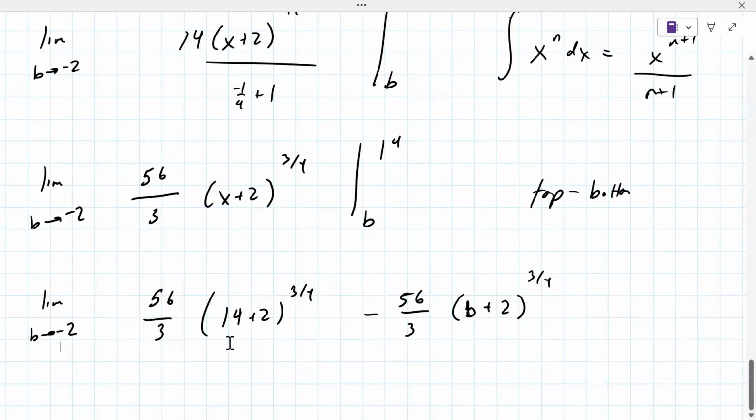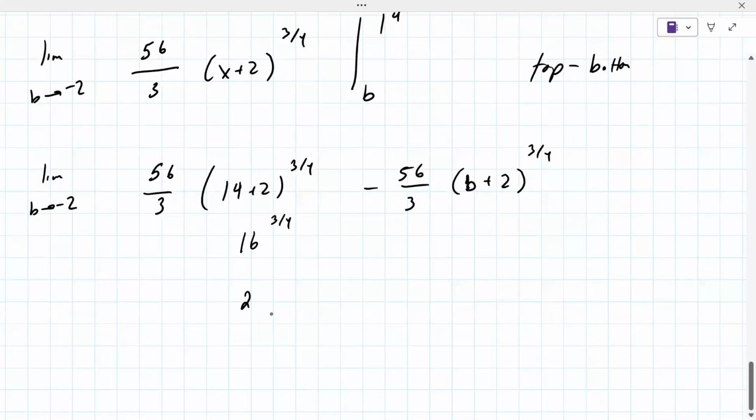So the first one is 16 to the 3/4 power. 16 is really 2 to the power of 4. This is if you're doing it by hand. If you have a calculator, just grab it. It becomes 2 to the 4, to the 3/4, and the 3 over 4 cancel, just leaving the 3. So that's 8. And you have this 56 over 3 out in front.